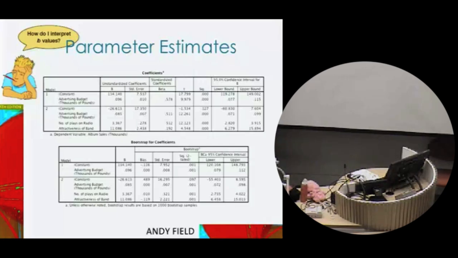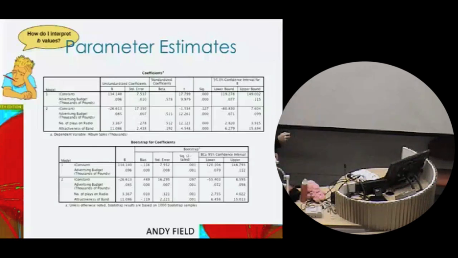So, for example, the population value of this, essentially, the relationship between number of plays on radio and how many record sales you've got. The point estimate in our sample is 3.37. The confidence interval is 2.82 and 3.92. So basically, the population value is likely to fall between those two values.